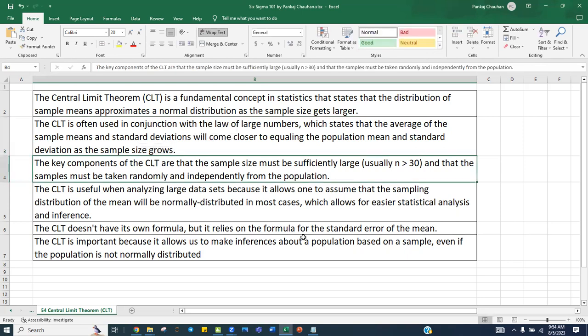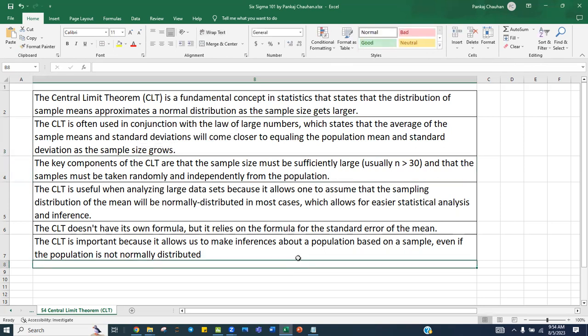The key components of the central limit theorem are the sample size, which should be at least 30, meaning more than 30 samples should be taken as per statistics, and the sample must be taken randomly and independently from the population. Randomly means data should pass the run test, and independently means data should pass the eye test or eye chart.